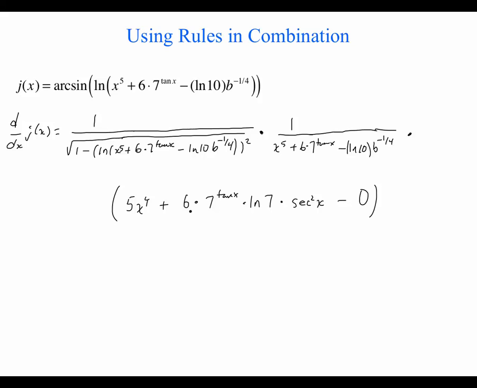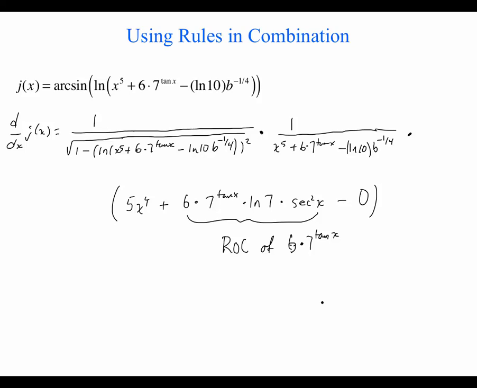Rate of change of exponential is, first of all, constant multiple rule. For exponential, it's the constant times the function. But then by the chain rule, I also have the rate of change of the interior function, secant squared. So that is the rate of change of 6 times 7 to the tan x. That's what that is.